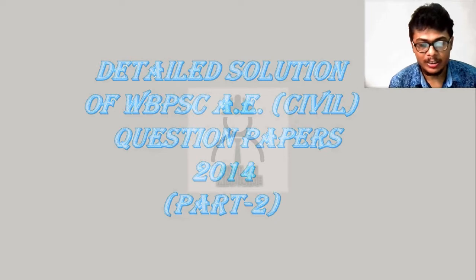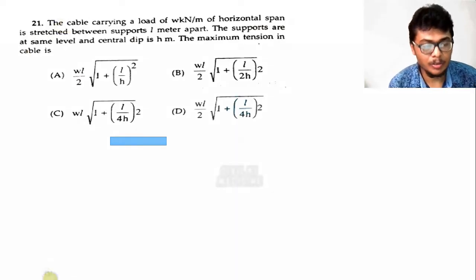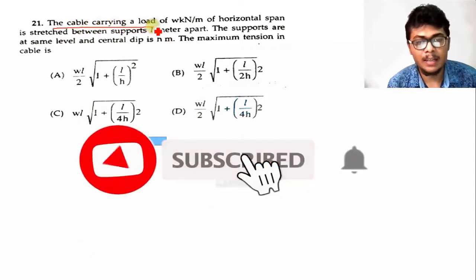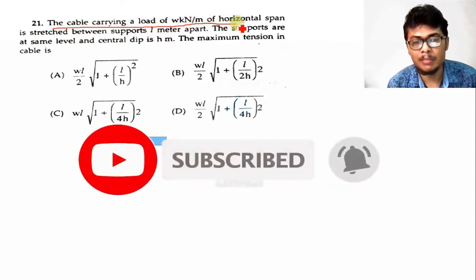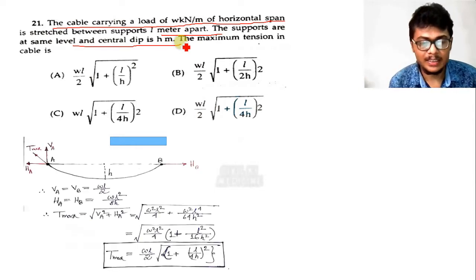So start now. The first question is question number 21. A cable carrying a load of W kilonewton per meter of horizontal span is stretched between supports L meter apart. The supports are at the same level and the central dip is H meter. The maximum tension in the cable is. So let's see the solution.